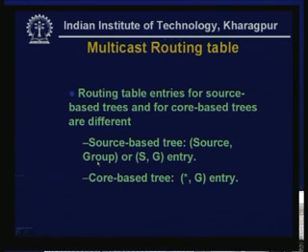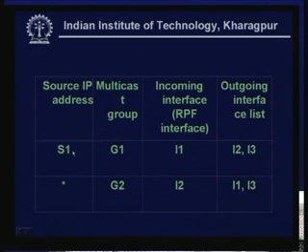So, routing table entries for source based trees and core based trees are different. For source based tree it is a source group or SG entry. For core based tree naturally anybody can be communicating. So, it is star comma G entry.